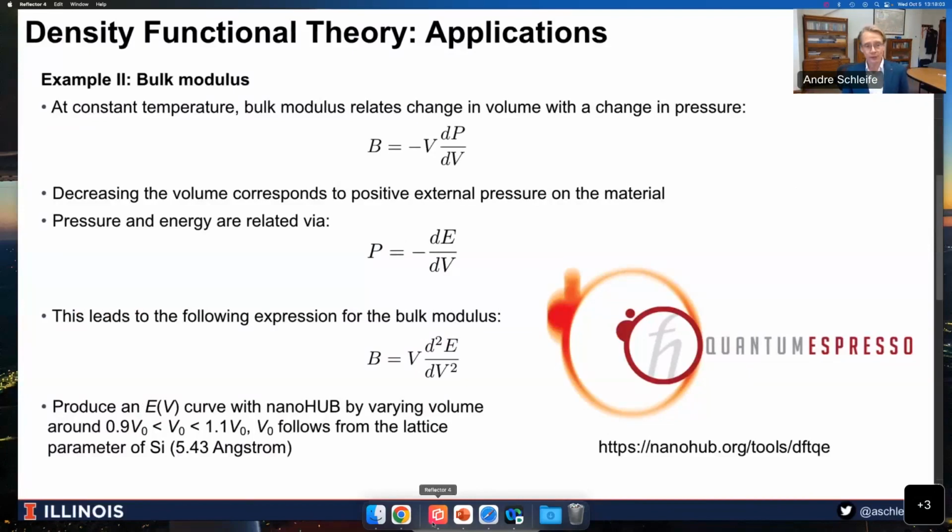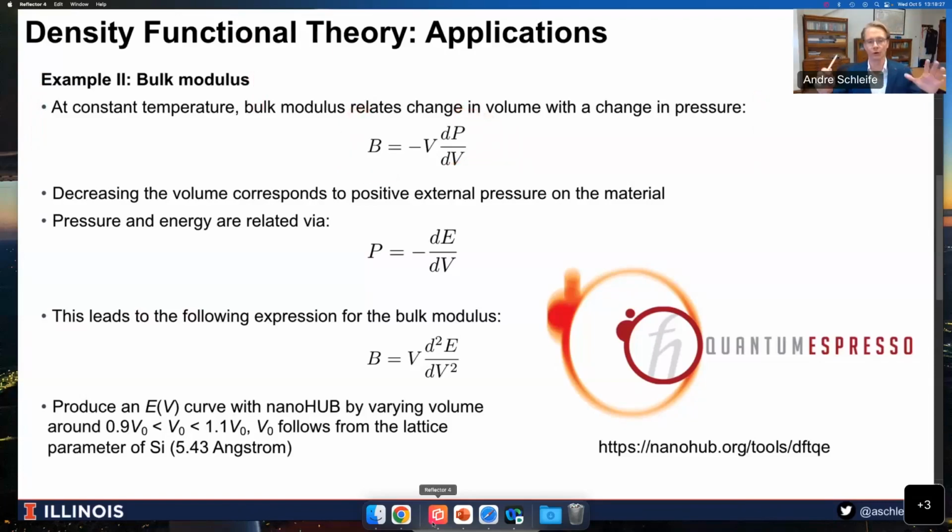Okay. Alternatively, you can now do physics with this approach, right? So you can do material science if you want. So in this case, I used the example of a bulk modulus. We also use that in one of our electronic structure classes. And so just for background, what happens is at constant temperature, the bulk modulus relates the change in volume of your material with the change in pressure. So that's the definition that you'll find in your thermodynamics book.